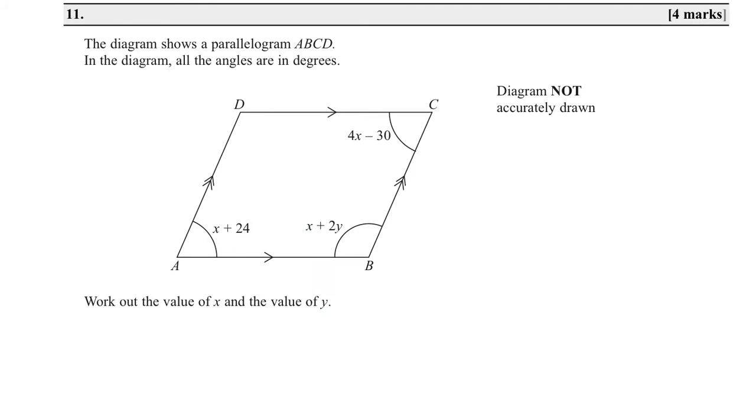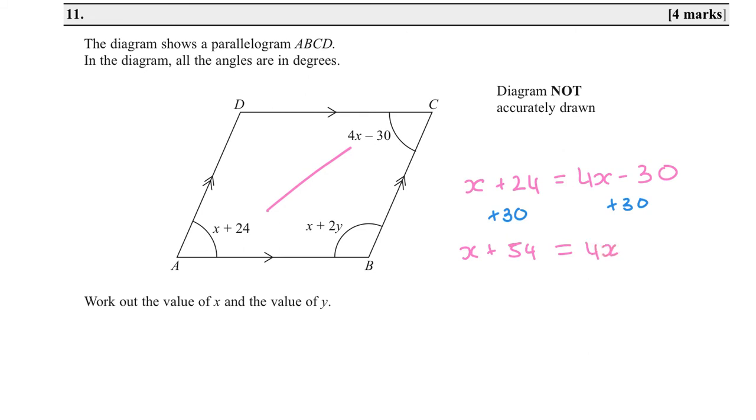Okay, so question 11. The diagram shows a parallelogram A, B, C, D. In the diagram, all angles are in degrees. Work out the value of x and y. Well, first of all, the first thing we know about a parallelogram is that opposite angles are equal, okay? So that means x plus 24 equals 4x minus 30. So what I'm going to do is add 30 to both sides. So I'm going to have x plus 54, sorry, that looks like 3, it's 5, equals 4x.